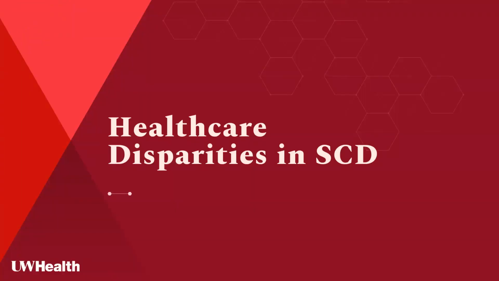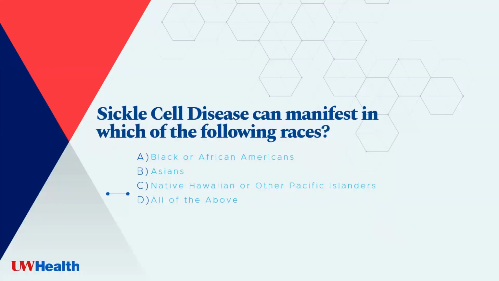Now, I also wanted to close out. I mentioned earlier disparities in sickle cell disease treatment. I wanted to close out with a brief segment on healthcare disparities in sickle cell disease. So, starting off with a brief engagement question as well. This is not a trick question like the last one, but sickle cell disease can manifest in which of the following races?